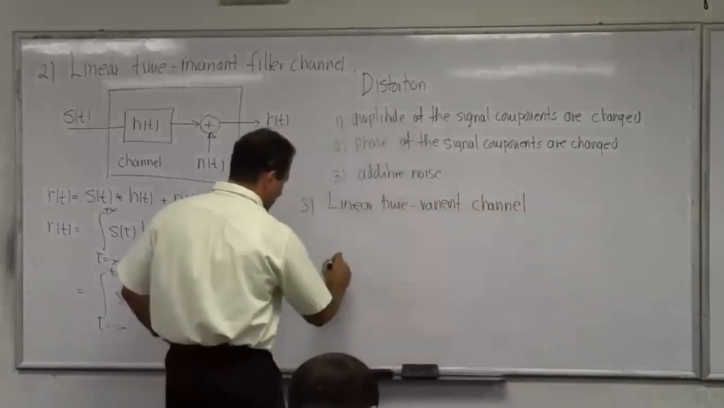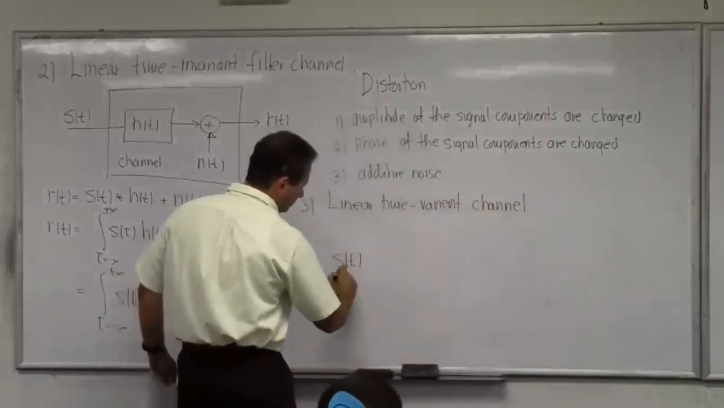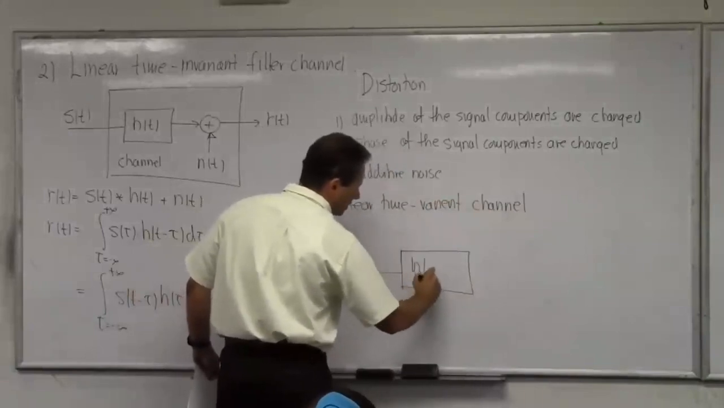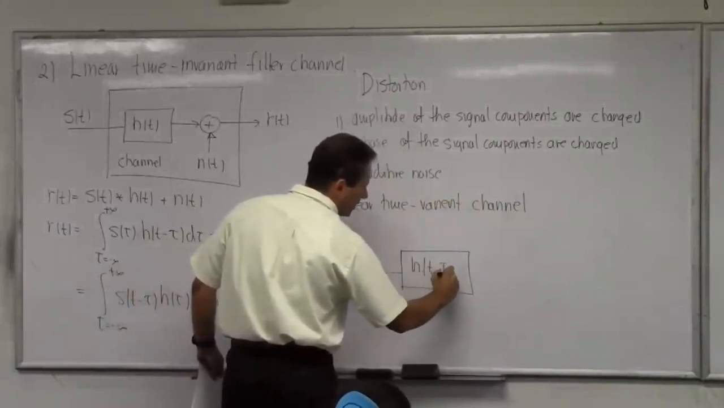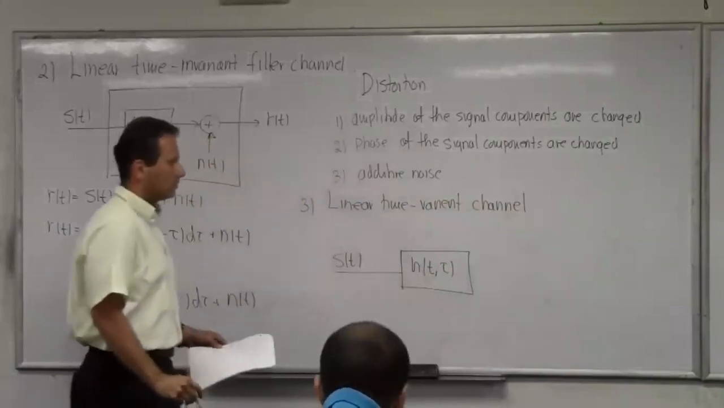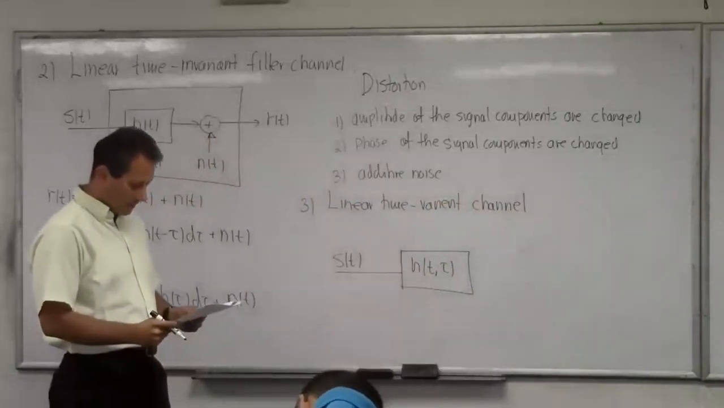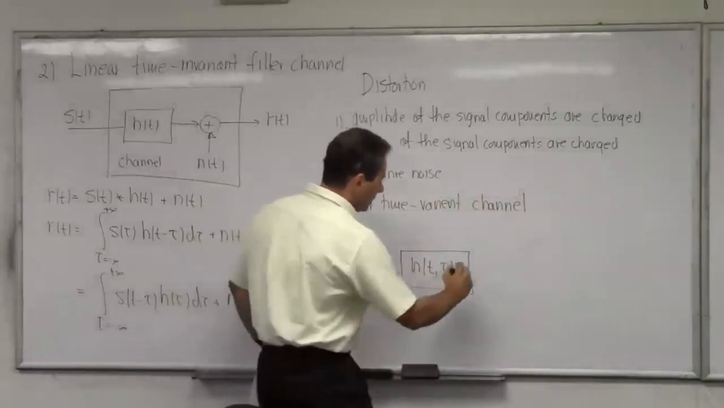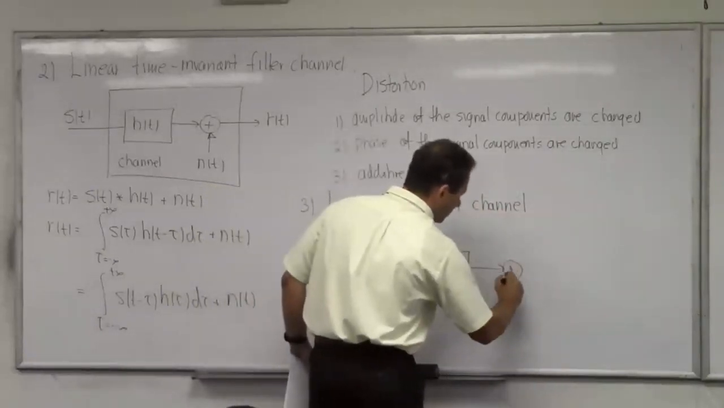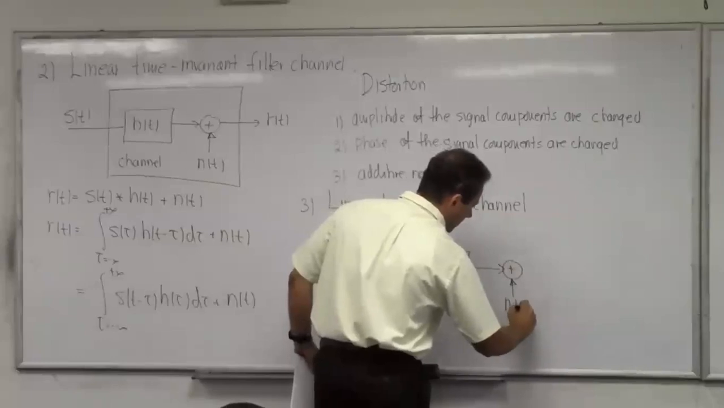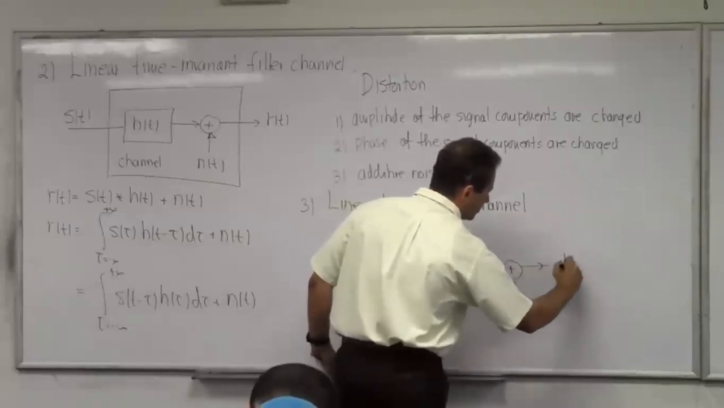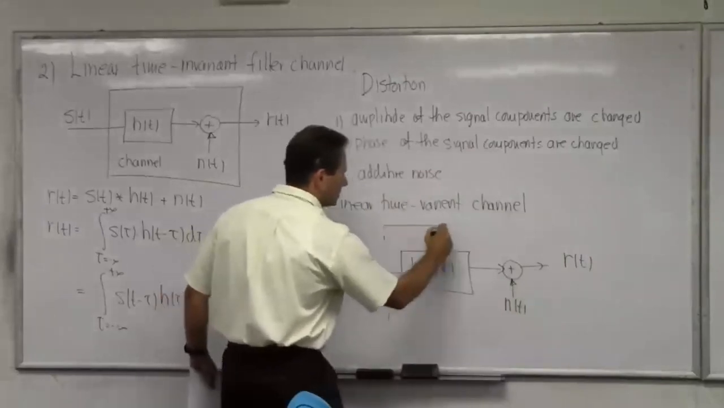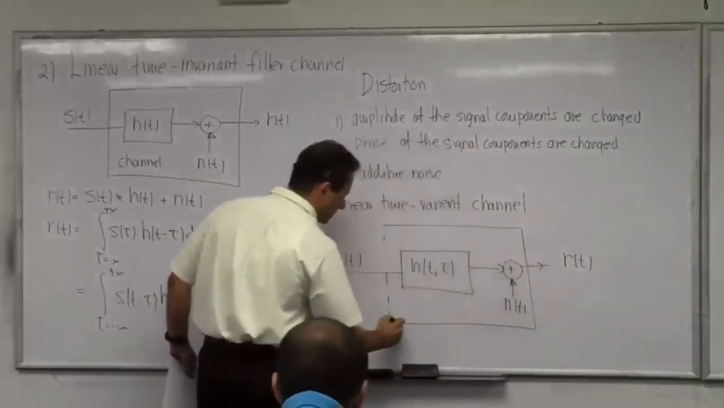The model for this channel looks like this. This is your input. You still have an impulse response, H, but now it's H of t at some time tau. I'll explain this in more detail. Then there's the inevitable noise added at the end to produce your R of t. So now this whole block makes the channel.